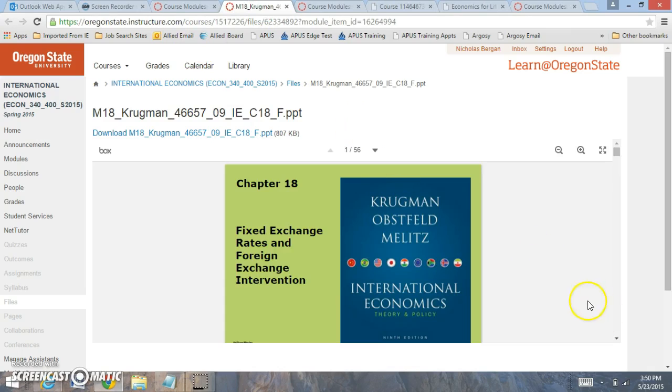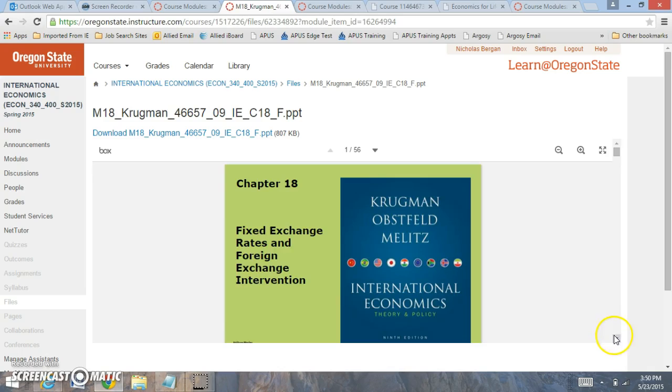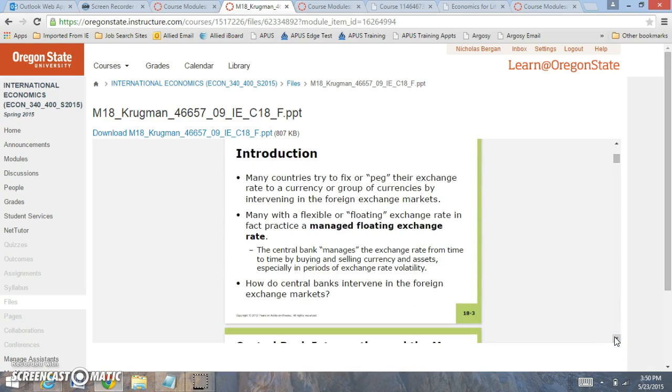In chapter 18, you're going to be looking at a fixed exchange rate system. A fixed exchange rate system is an exchange rate system that does not fluctuate. A good example of a fixed exchange rate system is China. China has a currency that does not fluctuate. So when the currency does not fluctuate, it's going to cause a lot of challenges.